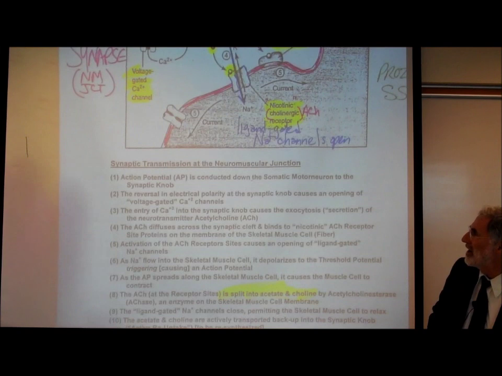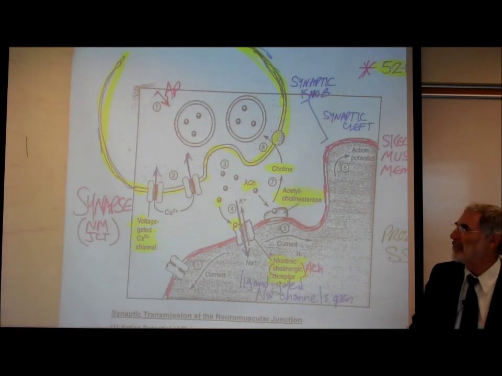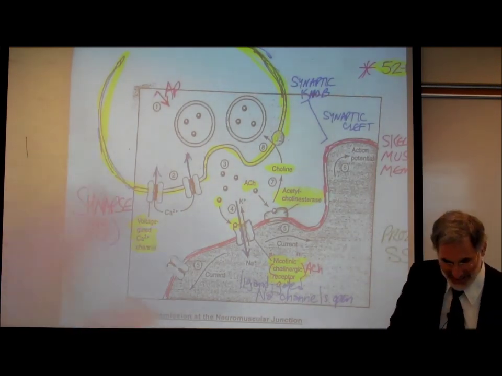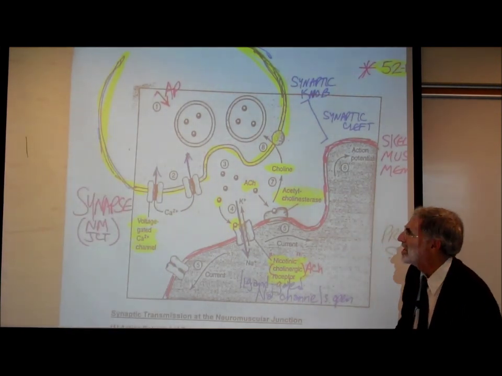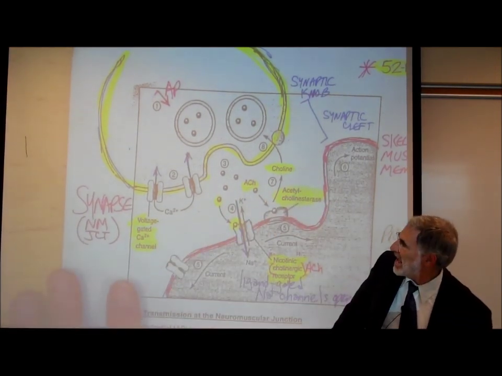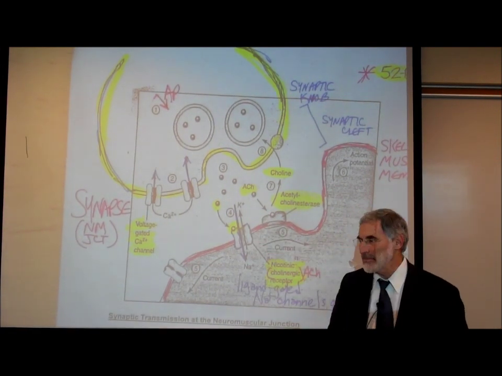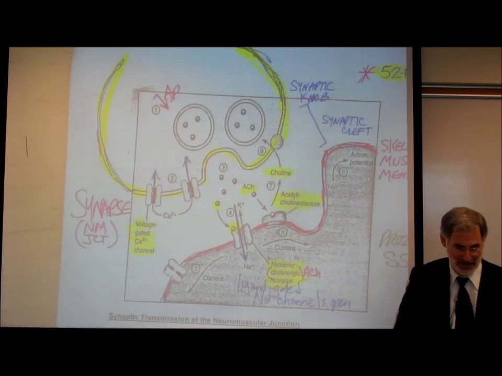Now, why do you want to know this? Because I mentioned last time this is a possible essay question on the next exam. So now we have your attention. All right? This is a very important subject. So again, what we're looking at, and I just labeled it here, this is the synapse at the neuromuscular junction, the synapse between the somatic motor neuron and the skeletal muscle cell.